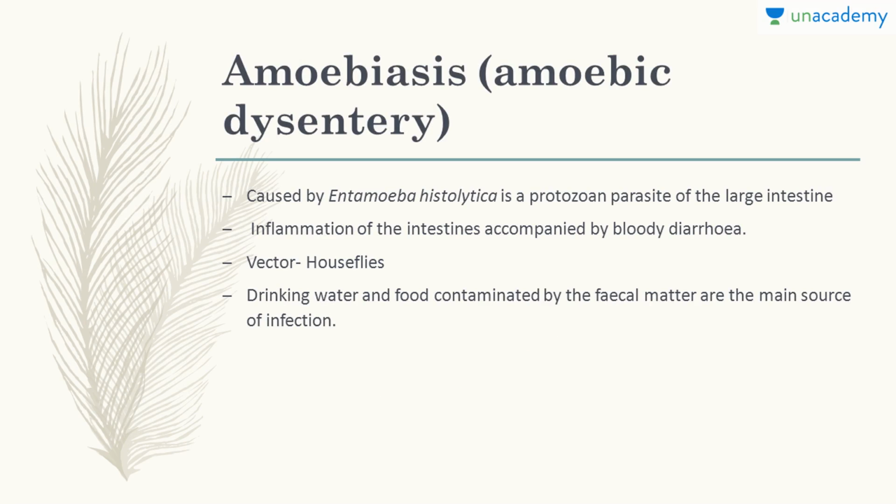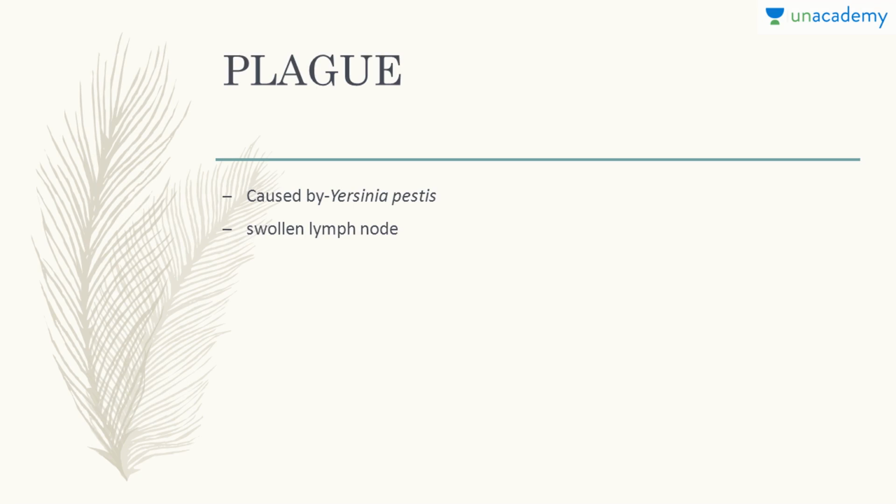Then there is something called amoebiasis or amoebic dysentery. It is caused by Entamoeba histolytica, a protozoan parasite of the large intestine. In this, the inflammation of intestines is accompanied by bloody diarrhea. The vectors are houseflies, and drinking water and food contaminated by fecal matter are the main sources of this infection. And there is plague, caused by Yersinia pestis, in which lymph nodes are seen to be swollen.